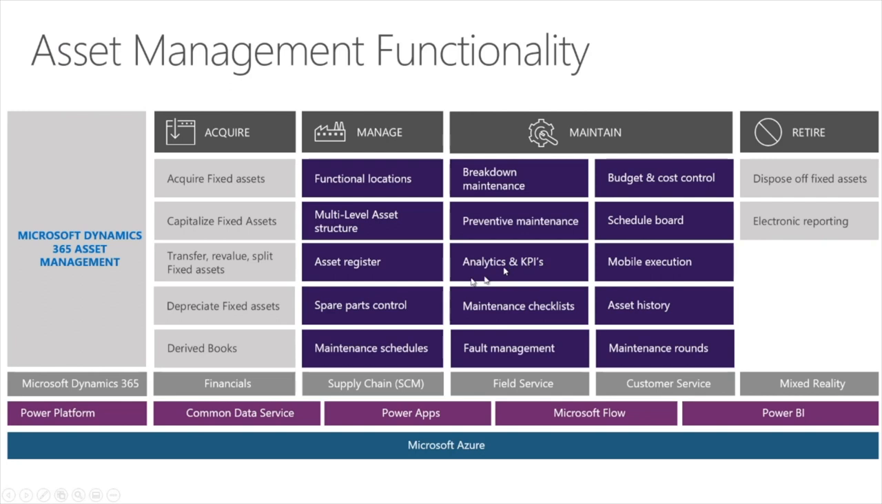Okay, what functionality does asset management cover? If you look at D365, we can cover all the way from acquire to retire lifecycle of an asset. These gray boxes represent the functionality we always had in the product with our fixed asset module, where we have fixed assets, we capitalize on those fixed assets, we take depreciation on them, and we have the integration with financials there.